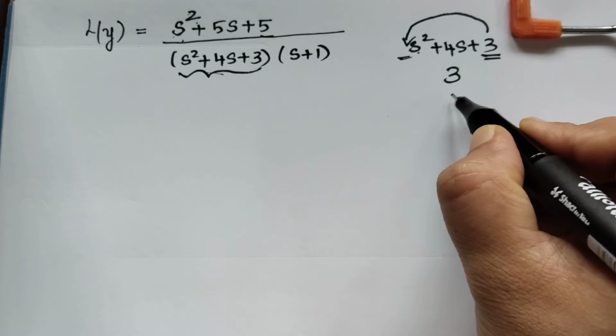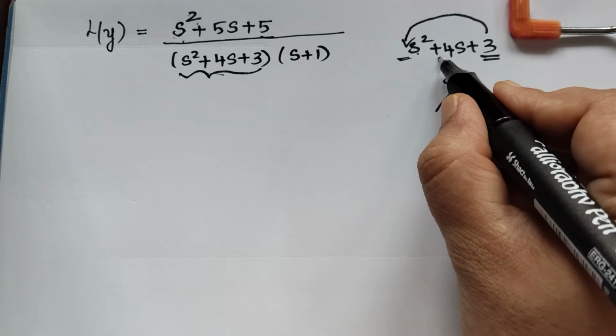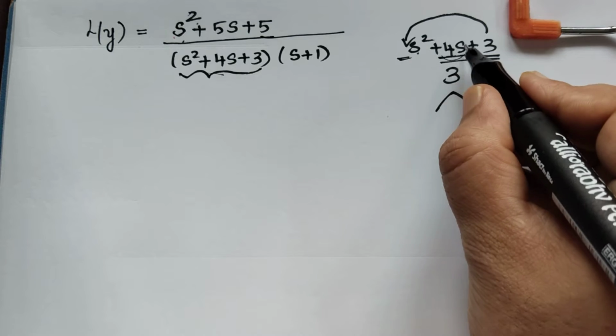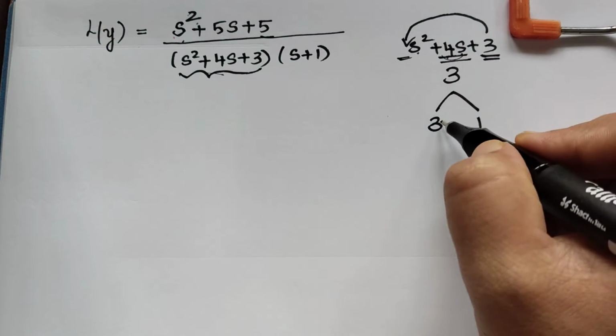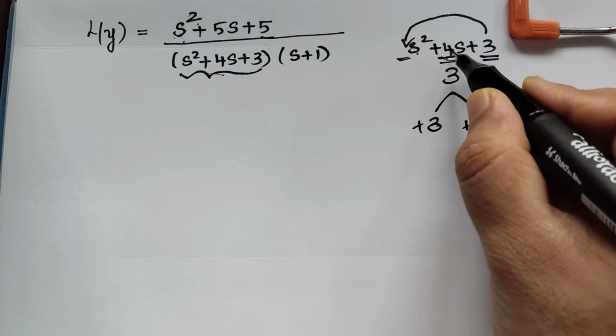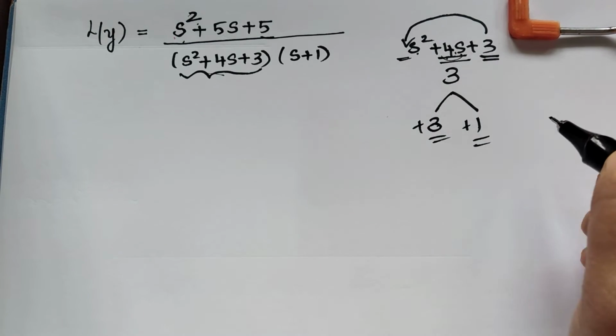So we have to find the factors for 3 in such a manner that when you add them up, you get the coefficient of s. So 3 times 1 is 3, and 3 plus 1 will give us 4. So therefore the factors are 3 and 1.